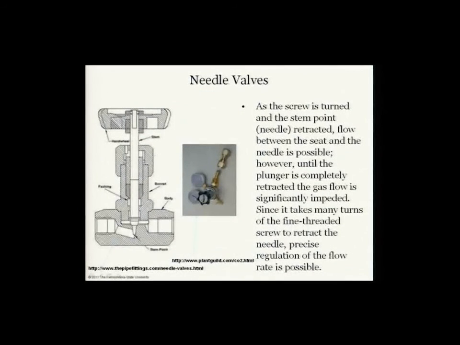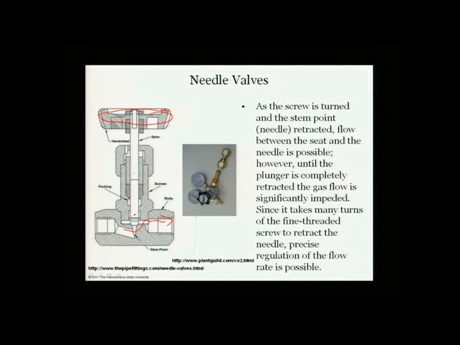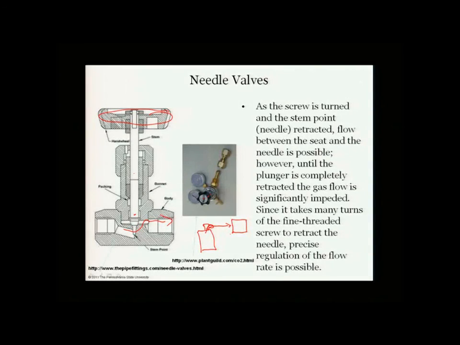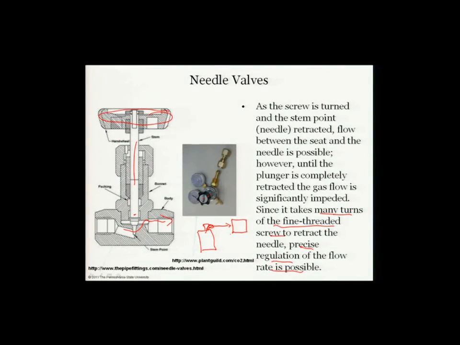Needle valves, these are very simple valves where you have a needle and you have a handle up here. Here's the handle. And you can turn it to different amounts to allow the gas to flow in. Needle valves are used very commonly on gas cylinders when you're connecting a gas cylinder which has some gas in it. You often have one of these valves up here to allow the gas to flow and then perhaps goes through a manifold and then finally into your vacuum system. These are needle valves, and they can be very, very good and very fine. They can be set up so it takes many turns of the fine threaded screw here to retract the needle, allowing precise regulation of the flow rates.